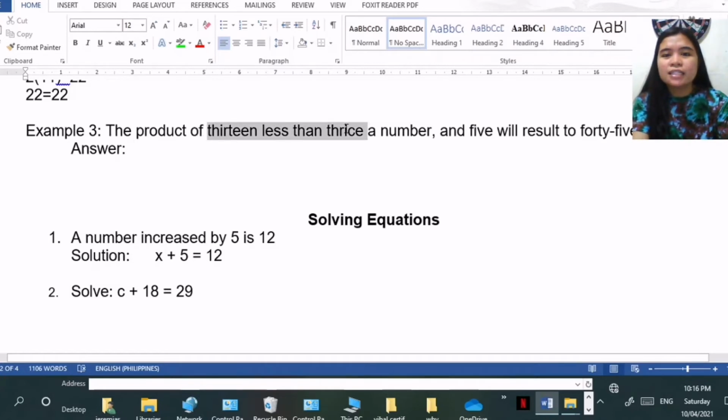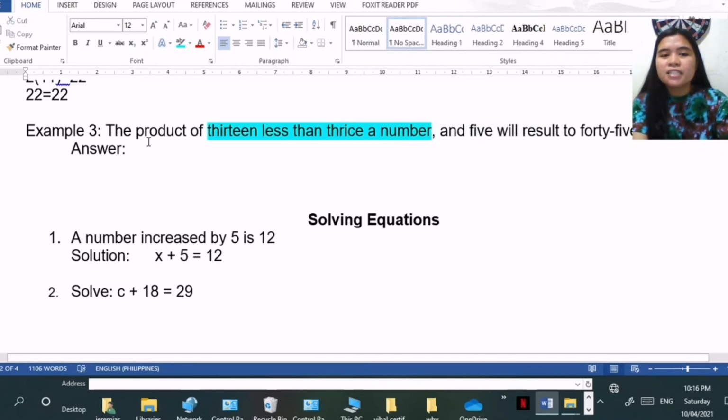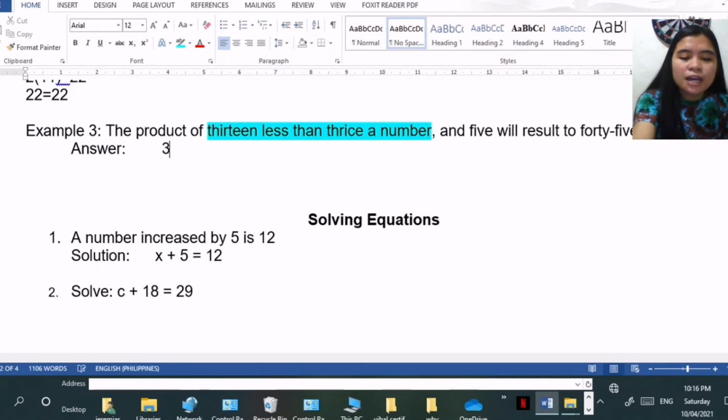13 less than thrice a number. Ayan, i-highlight natin. Yan. 13 less than thrice a number. Paano yun isusulat? Diba kapag less than, nagbabaliktaran yung given. O, yung thrice a number, ano ba yun? Di ba madalas yung a number natin, sabi ko nga kanina, i-represent natin siya as x. Kaya yung thrice a number, that is 3 times x or 3x.